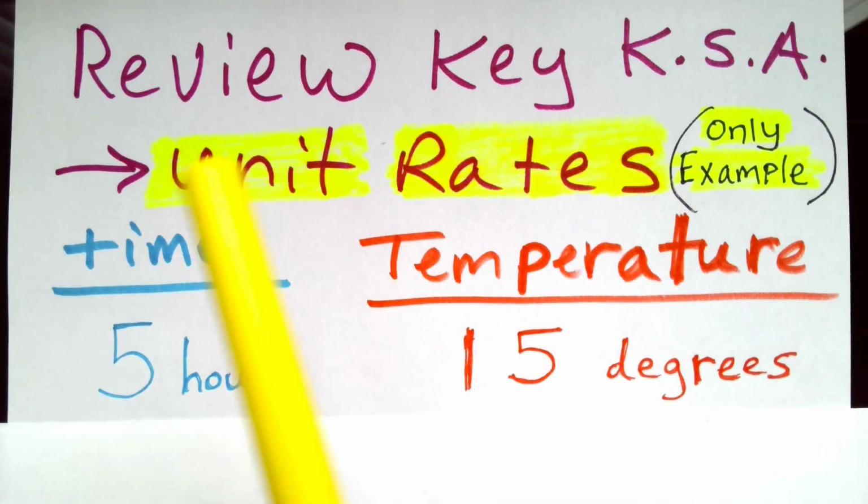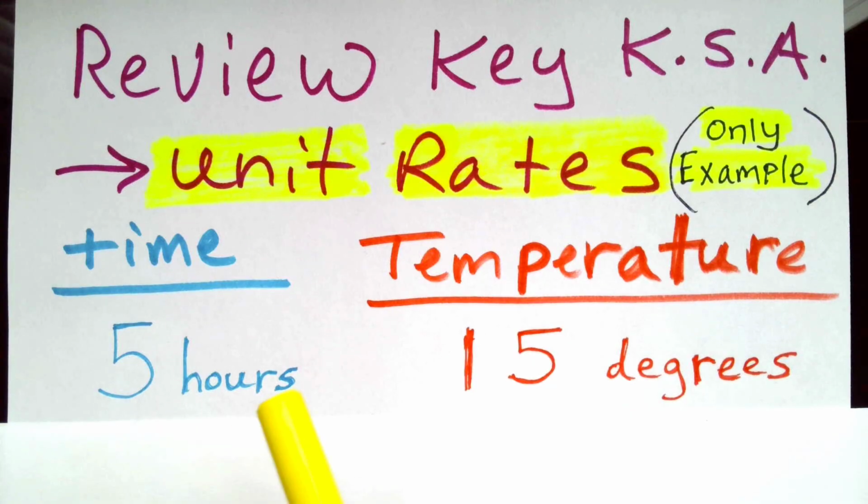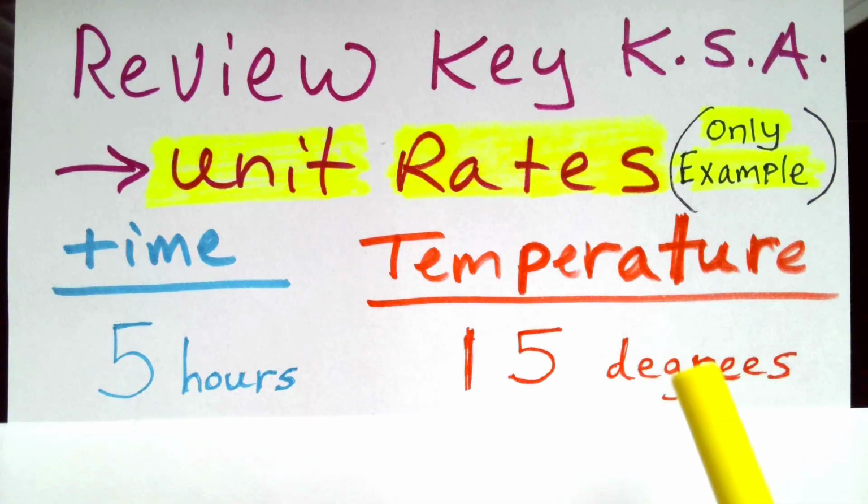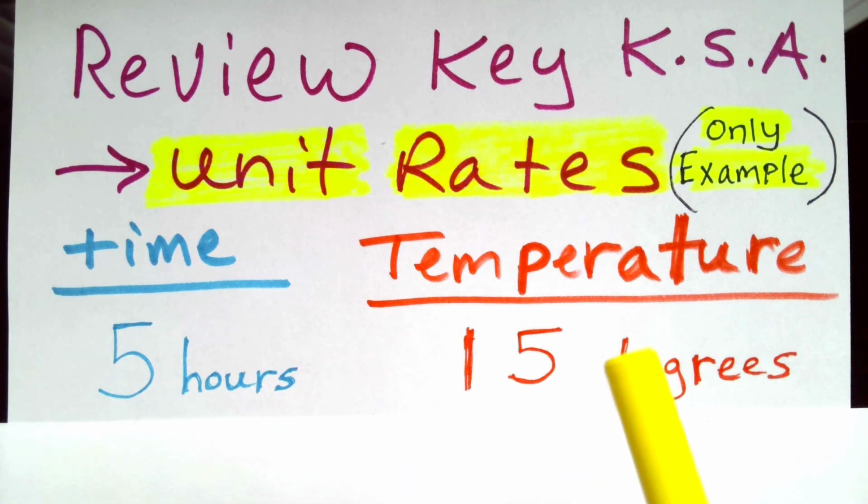So we have a value of time, let's just say 5 hours. And then we have a temperature of 15 degrees. Similar to what we're talking about in this word problem, but these are not the values. This is all made up so you can understand what a unit rate is, okay?